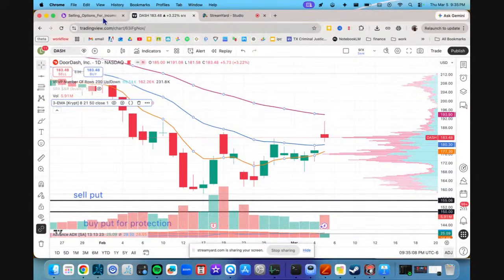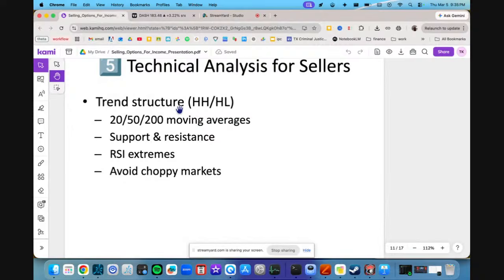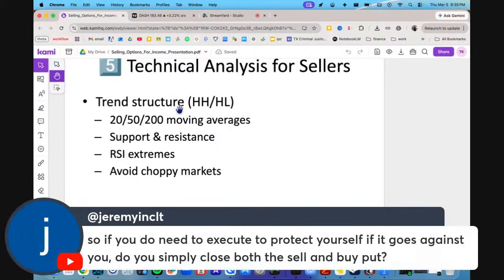I see Jeremy wrote a question. Do you need to execute to protect yourself if it goes against you? Do you simply close both the sell and the buy put? Good question. I personally just close the sell and the buy put in most cases. I'm busy teaching most of the time, and it's hard to be watching all my positions while teaching. So I typically do this as a probability trade where if you take in a certain premium, I'll stop out if it's a certain loss. However, there are other ways you can manage it as well.